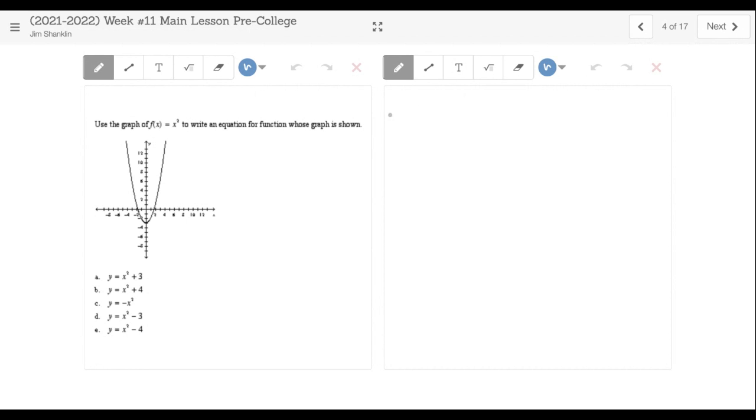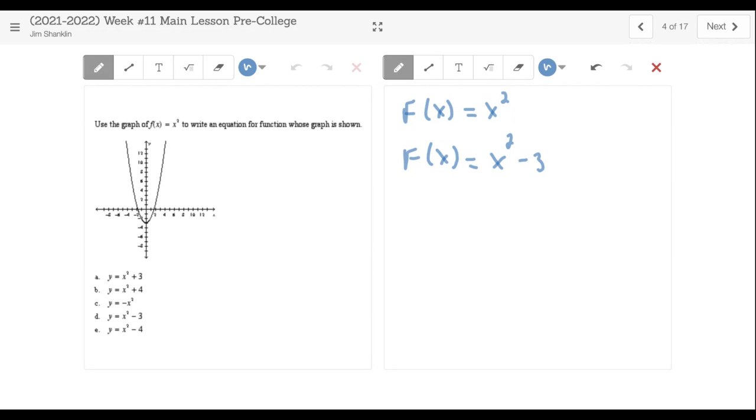So all I'm going to do is I'm going to say, okay, my parent function is x squared. So now I'm just going to shift this graph down 3 units. So this is just going to be x squared minus 3. That's it. That's all we're doing this week.